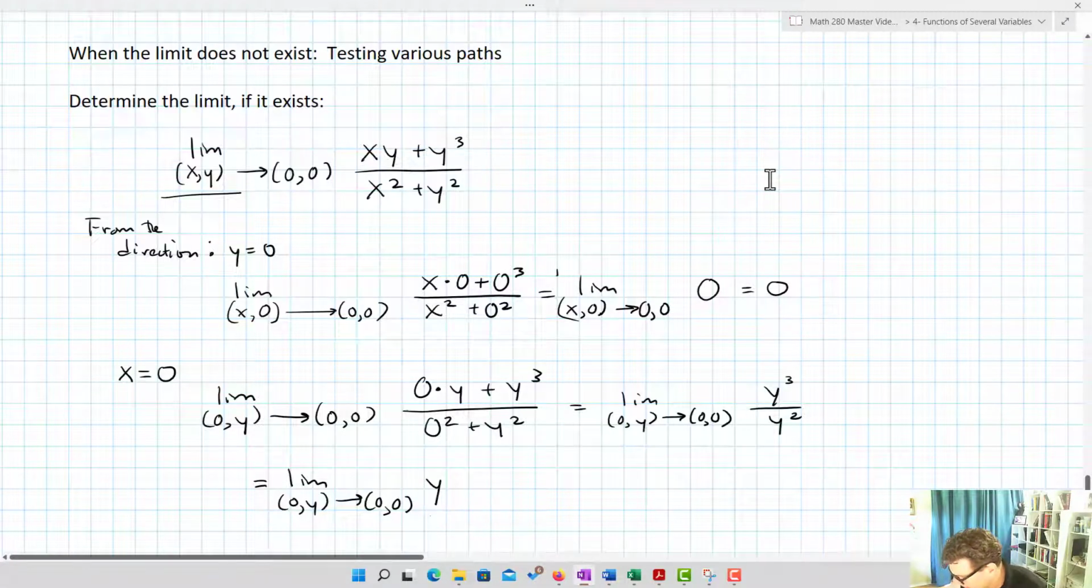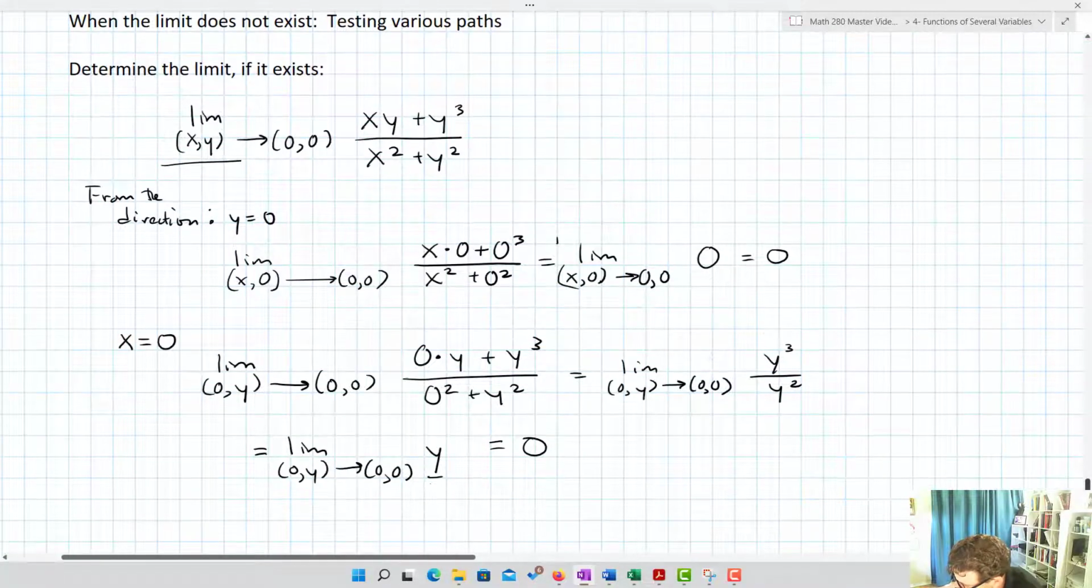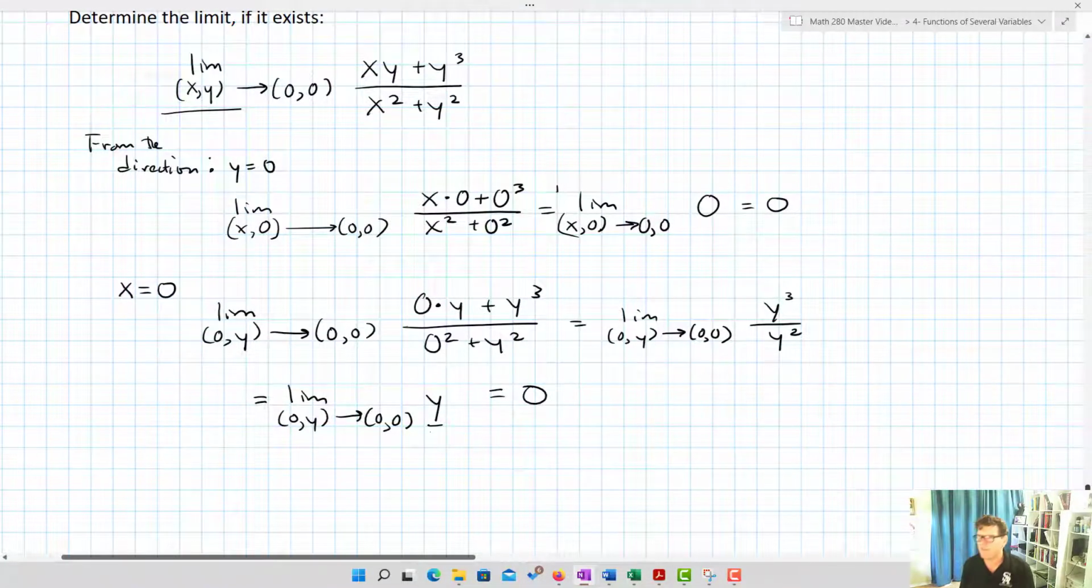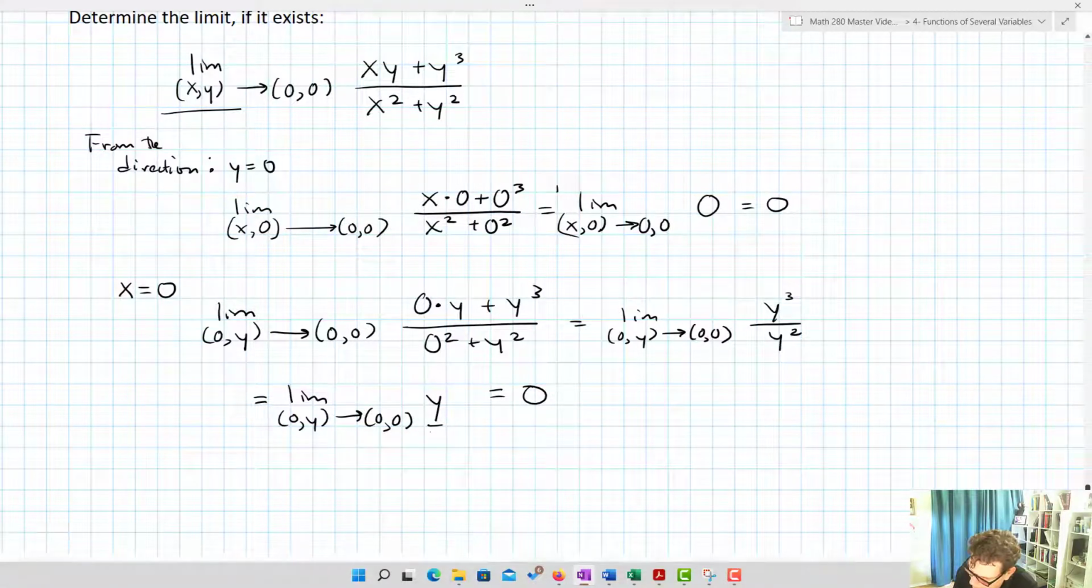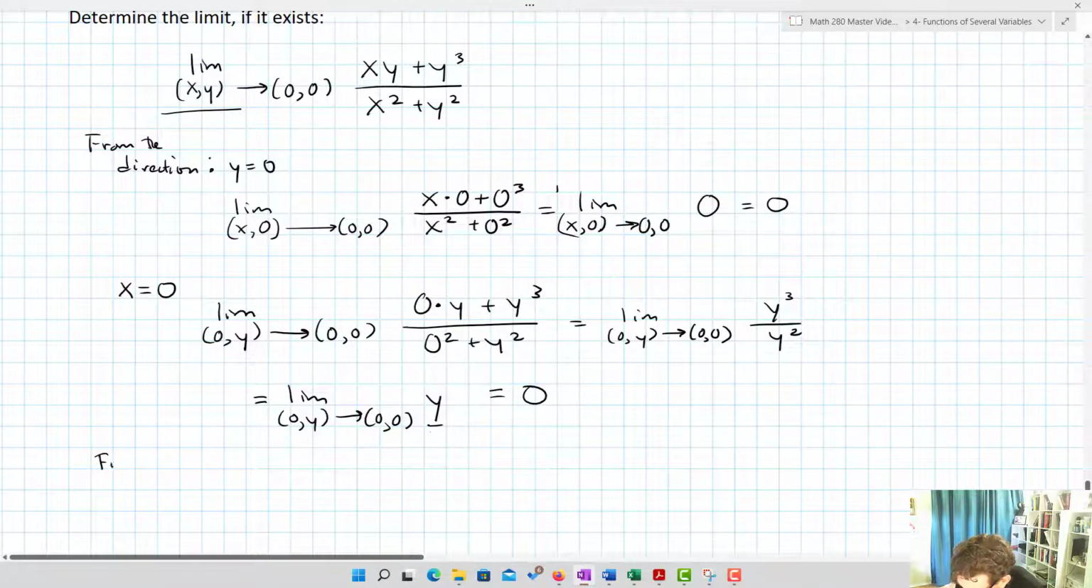And what you can get here is now we can just directly substitute. That actually just ends up equaling 0 by direct substitution. It's now a function of just a single variable. It's a lot easier that way, right? Now, let's try a different one. Let's try it from the direction of y equals x squared.